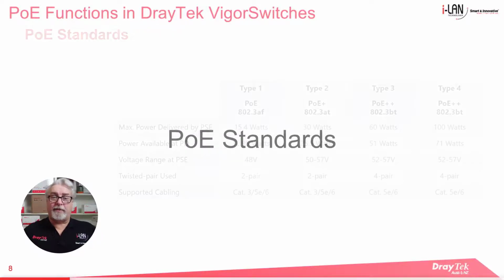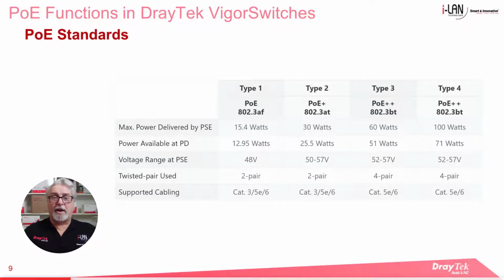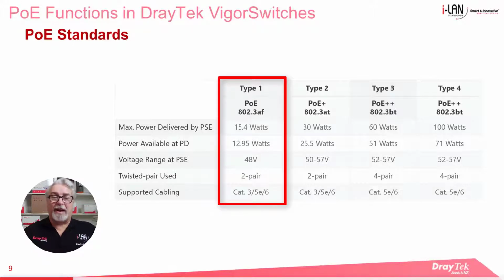PoE Standards. There are 4 PoE Standards as shown in this chart. Each provides a different amount of power and has different cabling requirements. The first type is 802.3af. This provides up to 15 watts of power and 2 pairs in the data cabling are required. This will suit most IP phones, access points, and IP cameras.